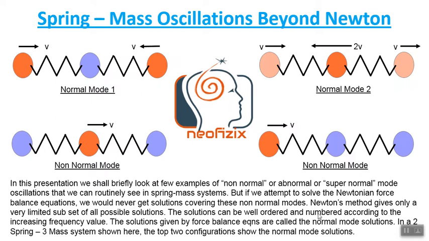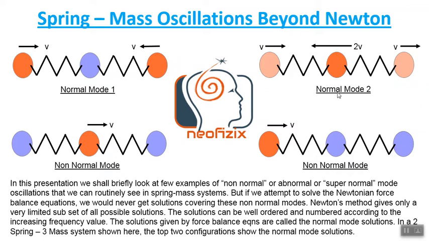The solutions can all be well ordered and numbered according to the increasing frequency value. The solutions given by force balance equations are called the normal mode solutions. In a 2-spring 3-mass system shown here, the top two configurations show the normal mode solutions. Normal mode solutions are discrete, and there are a finite number of such solutions for a given system. For the 2-spring 3-mass system, we get only two valid normal modes.